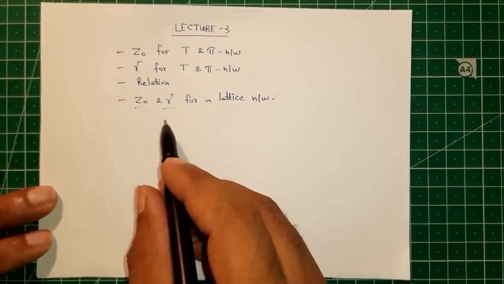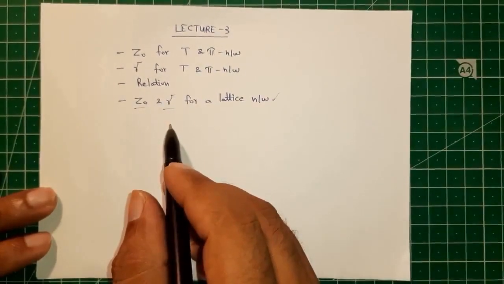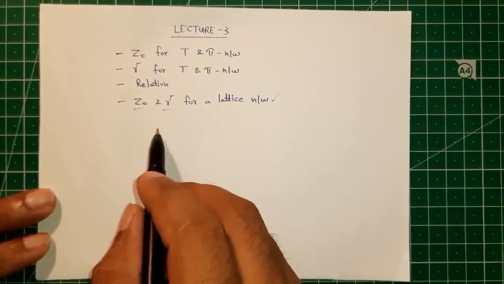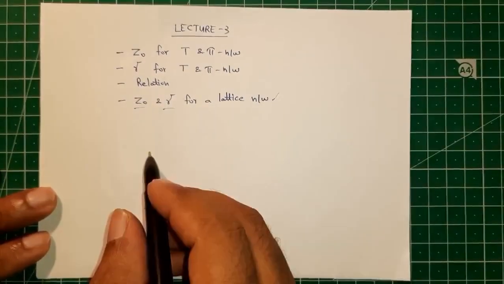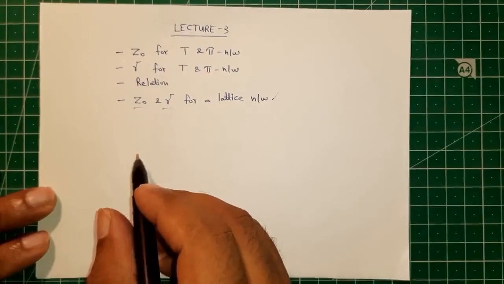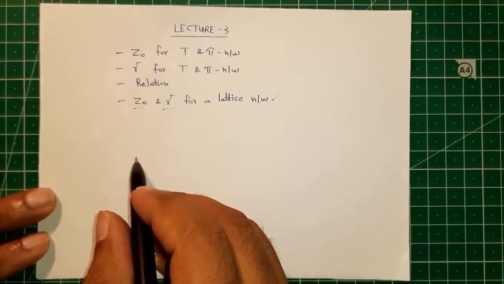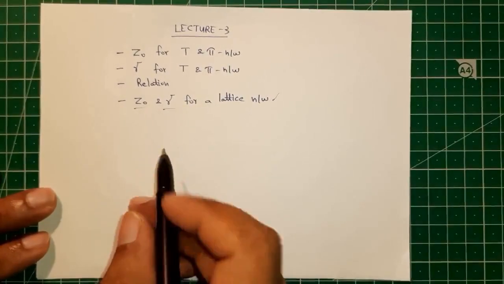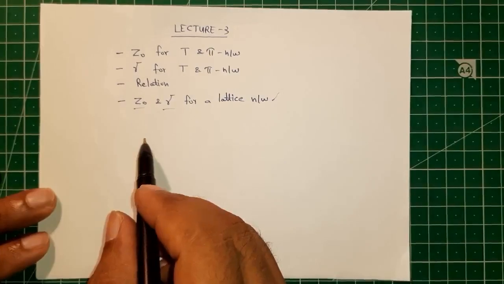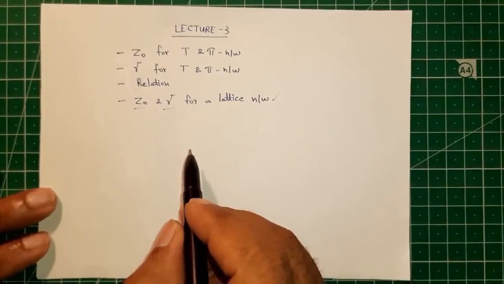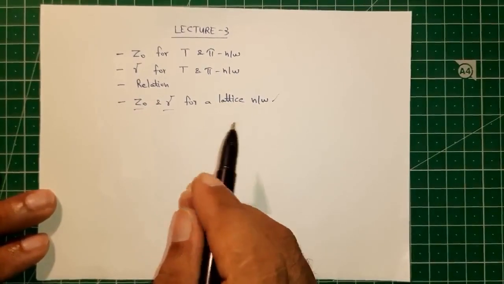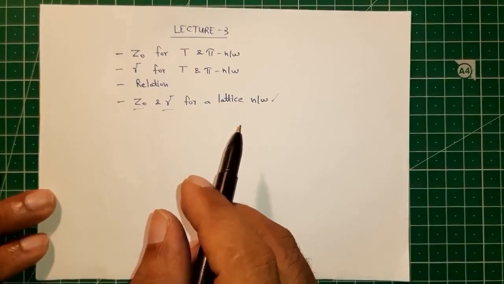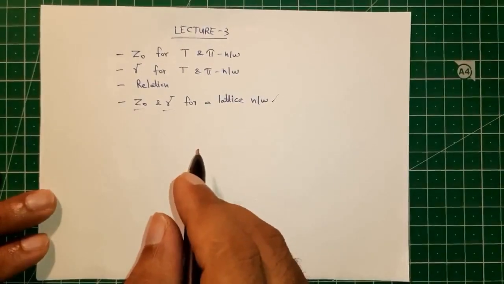In the next lecture we will see how we can realize a T network as well as a pi network in terms of its short circuit and open circuit impedances. Also we will see how we can represent a T as well as a pi network in terms of its characteristic impedance Z0 and propagation constant gamma. And we will be doing some tutorial problems, as well as we will be seeing the case of a lattice network. Thank you.